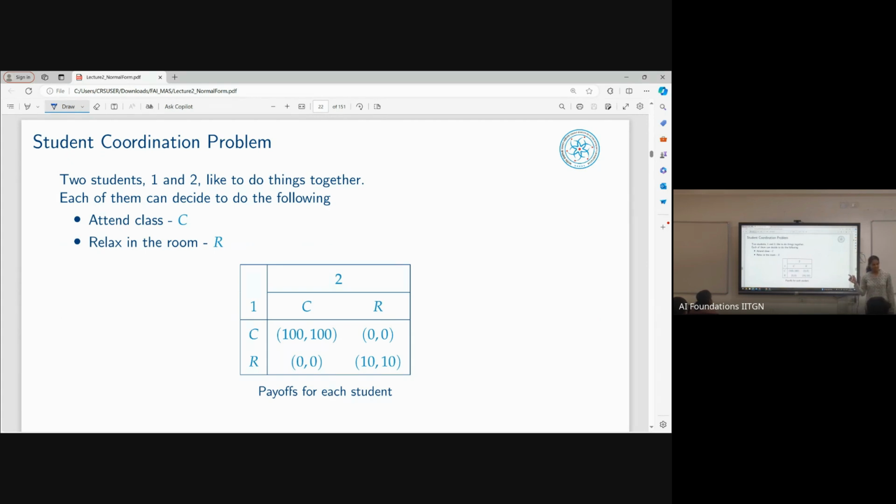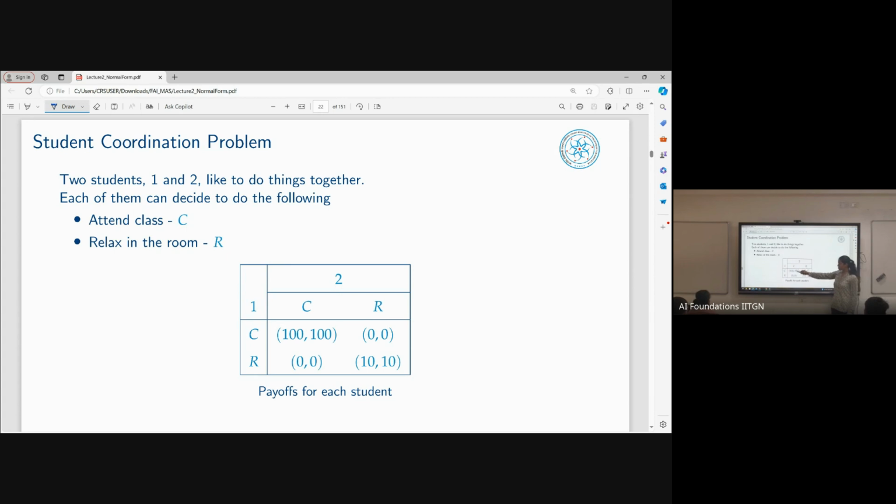Now, in this example, we have two actions corresponding to both of them, so 2 rows and 2 columns. C represents the action attending class, and R is relax in the room, and likewise for the column player. Now, what are these values? How do you read these utility values? These are called the utility values or the payoffs that each of these students get.